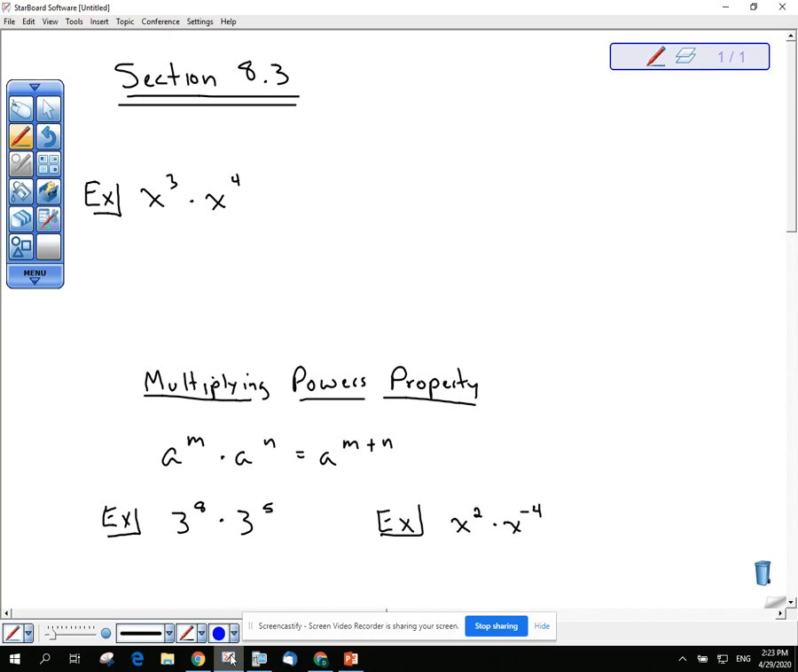Algebra 1, Section 8.3, multiplying powers. Start with a quick example. X to the third times x to the fourth.